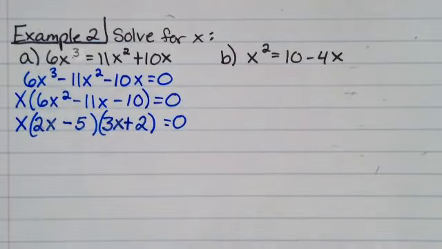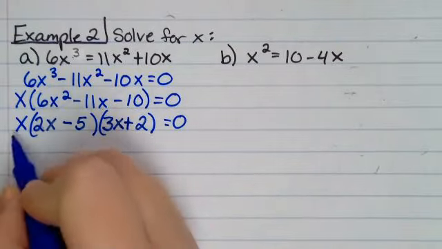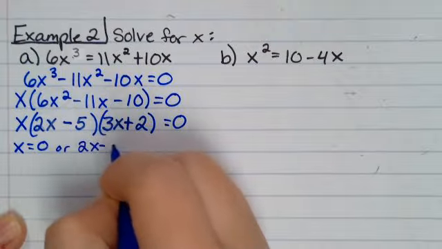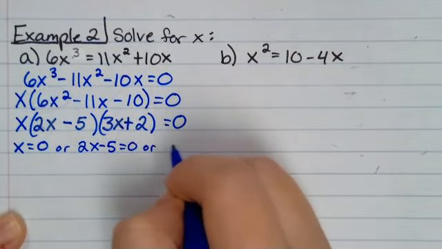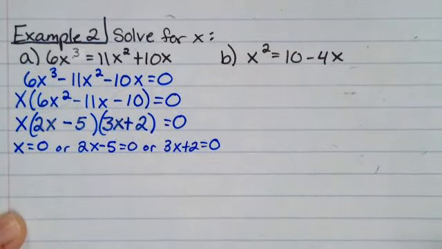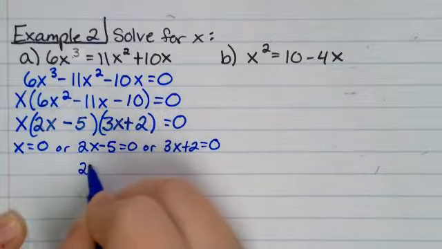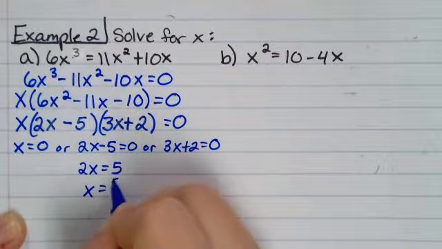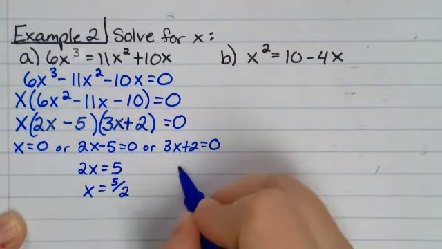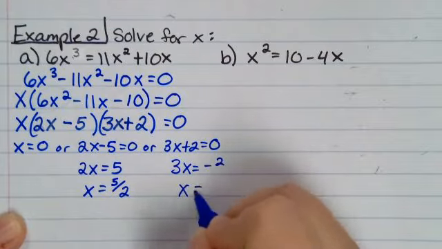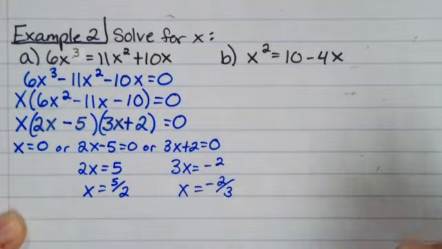And now we're going to use that zero factor property. So I know that if you have something times something equals 0, one of those somethings is 0. That's just how it works. So I know that either x is 0 or 2x minus 5 is 0 or 3x plus 2 equals 0. And we're going to solve each of those. Now x equals 0, that's already solved. But if I solve this one, we have 2x equals 5, x equals 5 halves. There's a solution. Over here, we have 3x equals negative 2, and then x equals negative 2/3 when we divide.